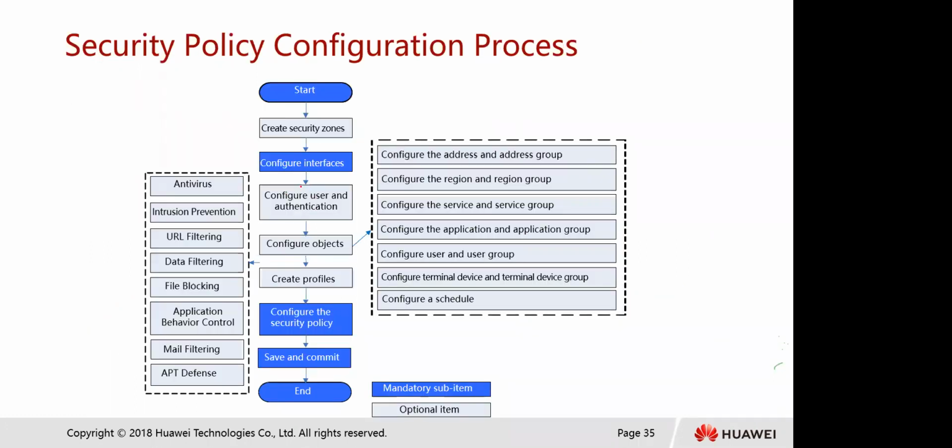And we shall also look at the policy configuration process. You go to start, after that you configure your things, and after you save and commit, we shall look at them. Right now, they may not make a lot of sense, but here you determine the security zones, and after determining the security zones, you go ahead and assign the interfaces to the different security zones.